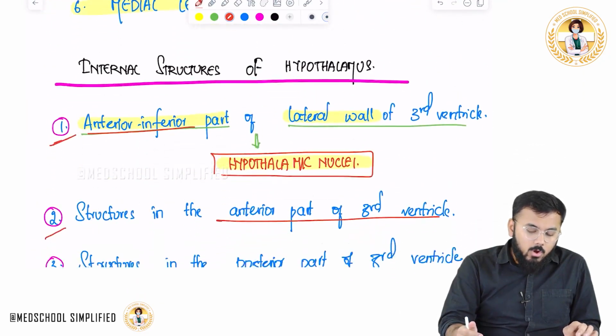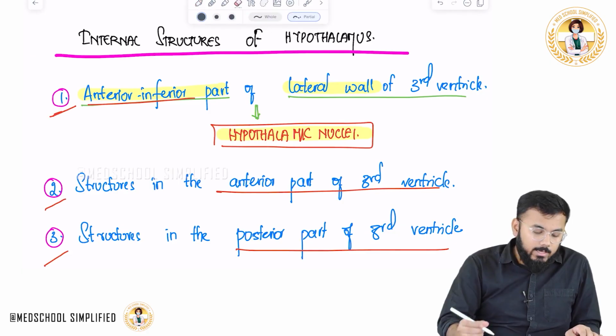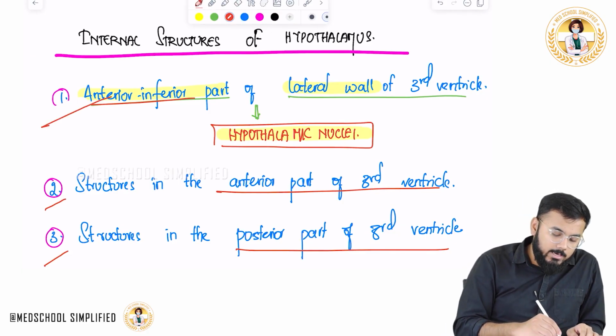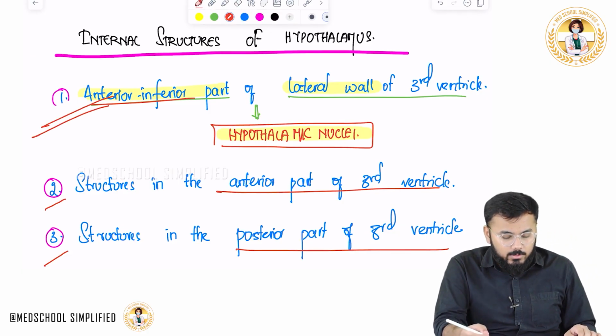So I think this is all the important things which you need to know regarding the first part, that is the anteroinferior part of the lateral wall of third ventricle.